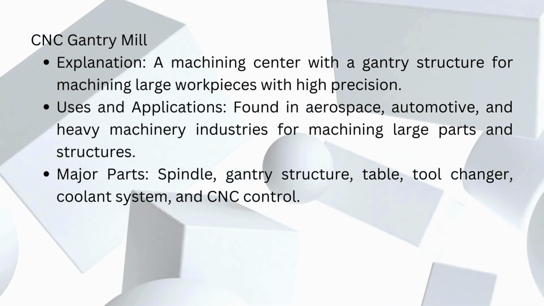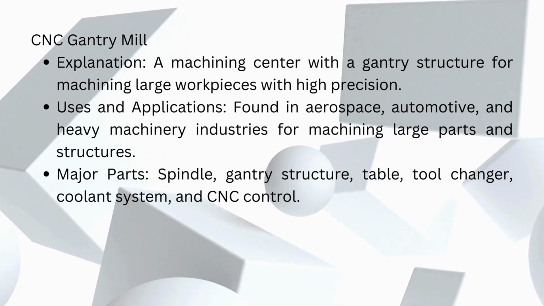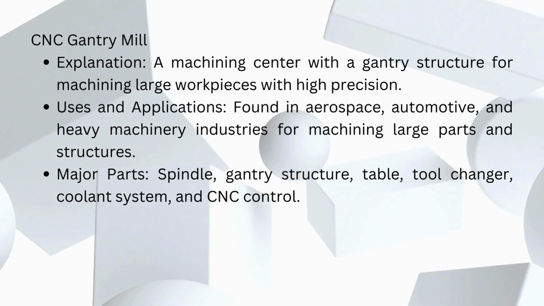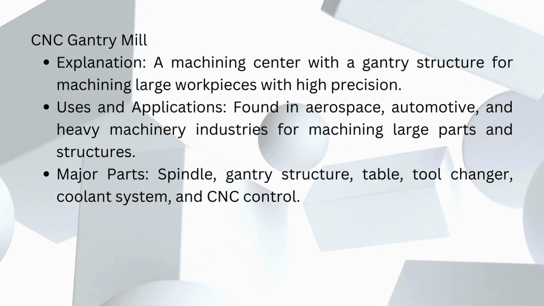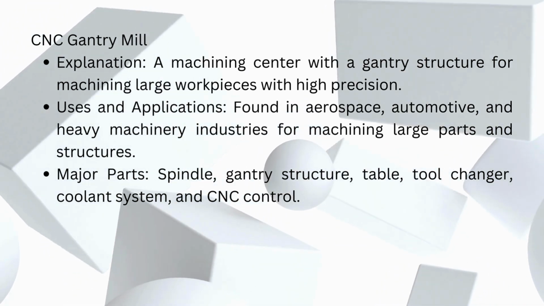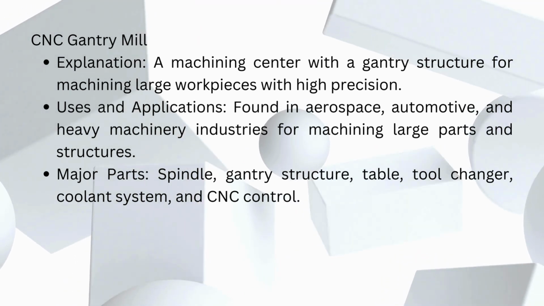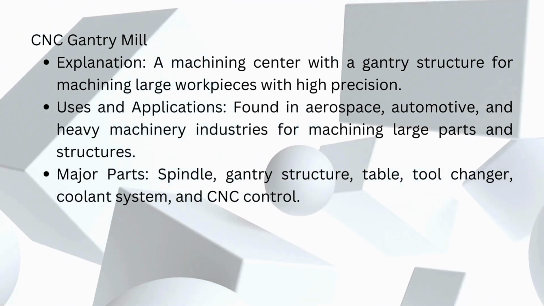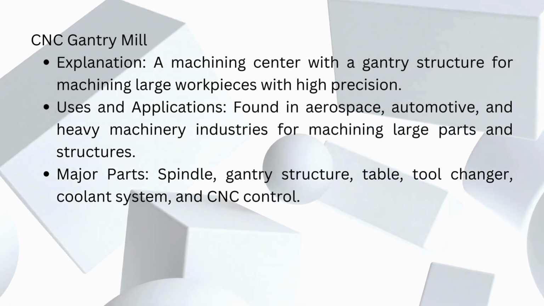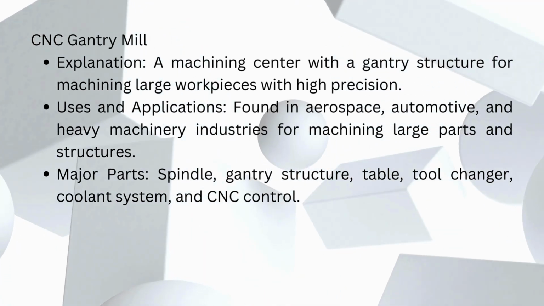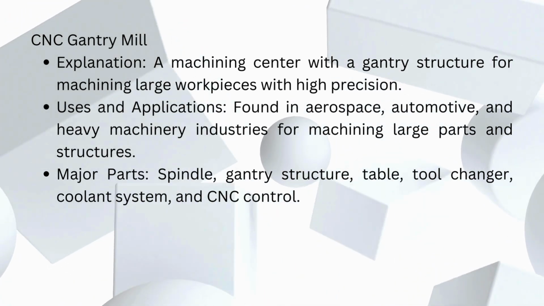CNC gantry mill. Explanation: a machining center with a gantry structure for machining large workpieces with high precision. Uses and applications: found in aerospace, automotive, and heavy machinery industries for machining large parts and structures. Major parts: spindle, gantry structure, table, tool changer, coolant system, and CNC control.